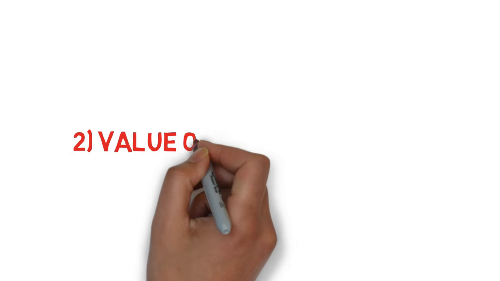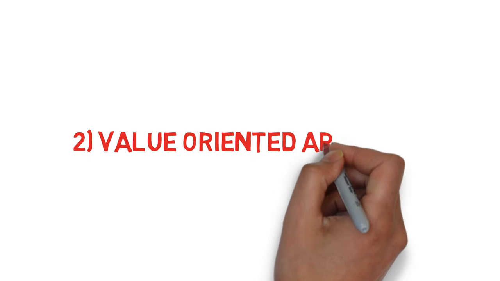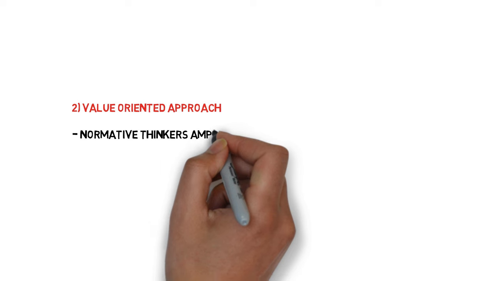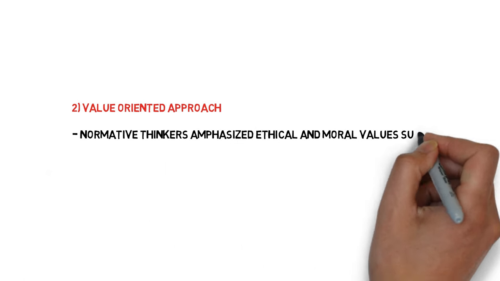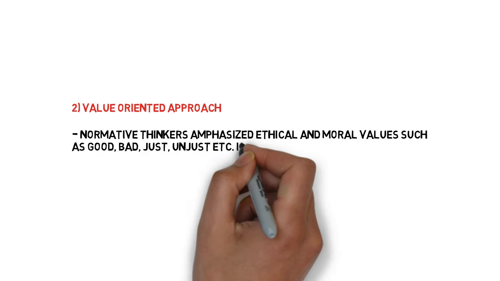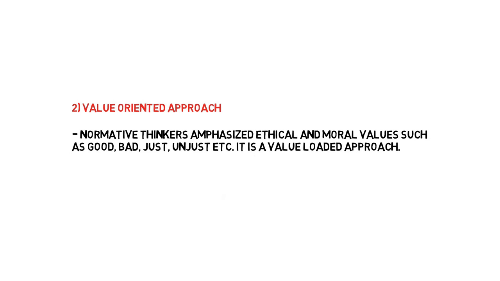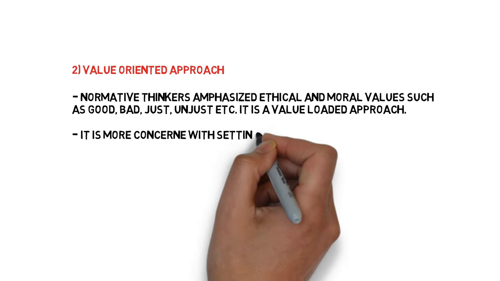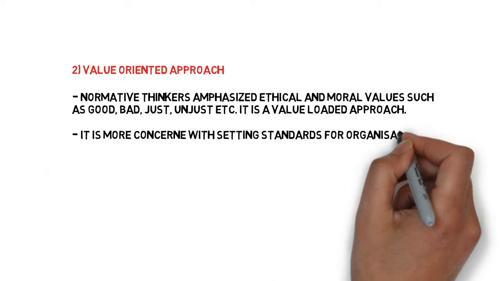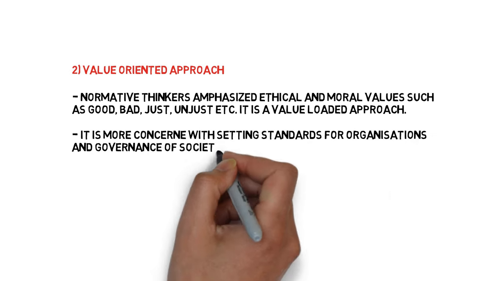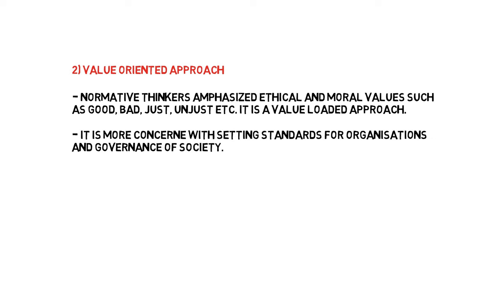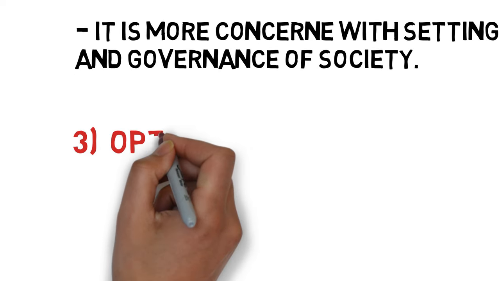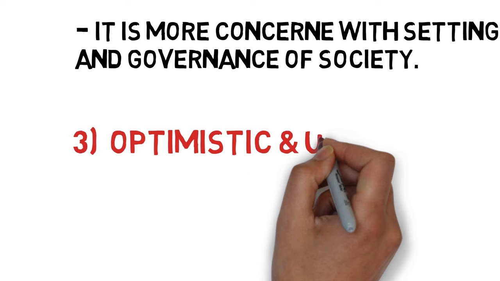Point number 2, value-oriented approach. Normative thinkers emphasized ethical and moral values such as good, bad, just, unjust, and so on. It is a value-loaded approach. It is more concerned with setting standards for organizations and governance of society. Point number 3, optimistic and utopian.